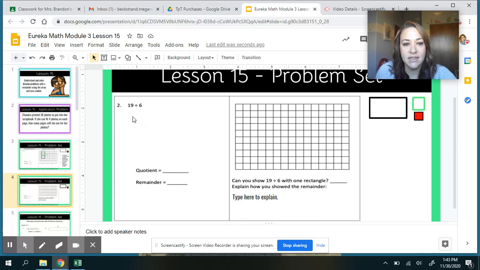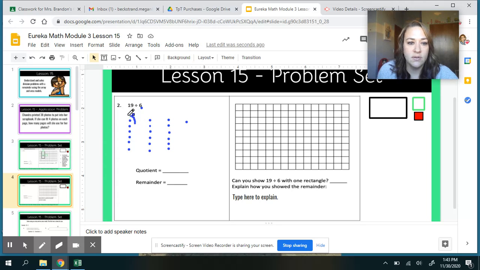All right, so 19 divided by 6. So because we just did 18 divided by 6, that should give you kind of a good idea that, yep, we're going to have a remainder because 18 divided by 6 was perfectly grouped 3 groups, right? We're making groups of 6. We have 19 total. So here's 1, 2, 3, 4, 5, 6, 7, 8, 9, 10, 11, 12, 13, 14, 15, 16, 17, 18, 19.